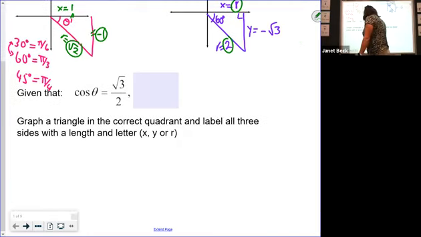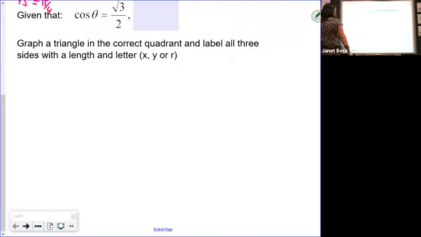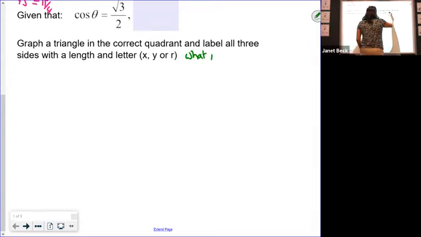Okay, let's finish off this warm up and try this one. This is really heading into what we're going to be doing today. Given that the cosine of an angle is root 3 over 2, graph a triangle in the correct quadrant and label all 3 sides with a length and a letter, x, y, or r, and let's work out what is the angle.